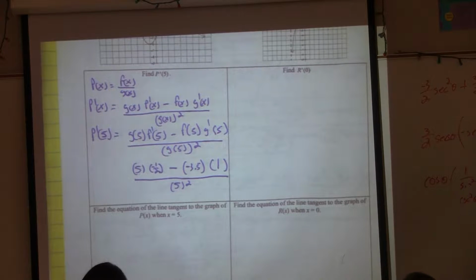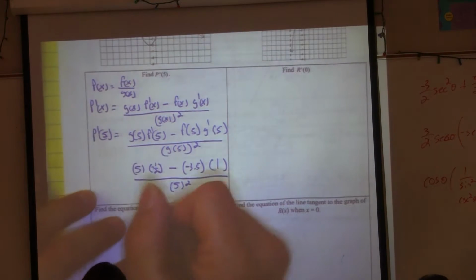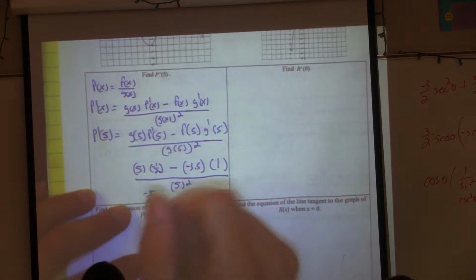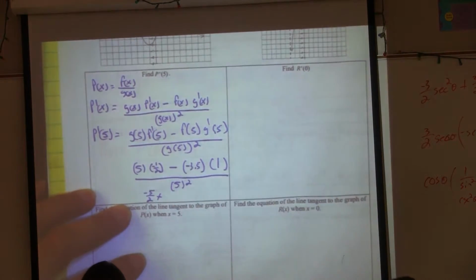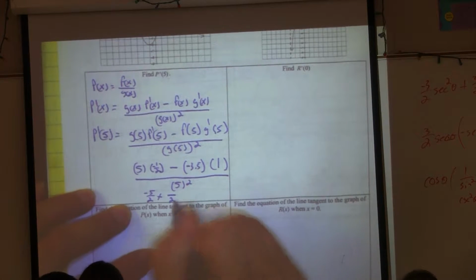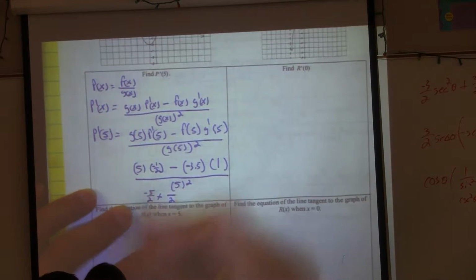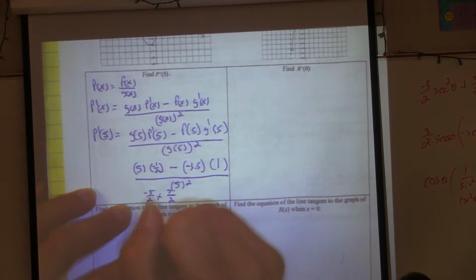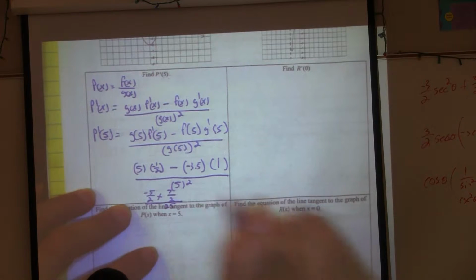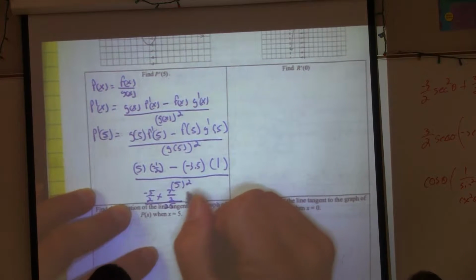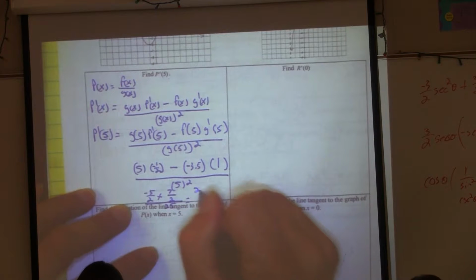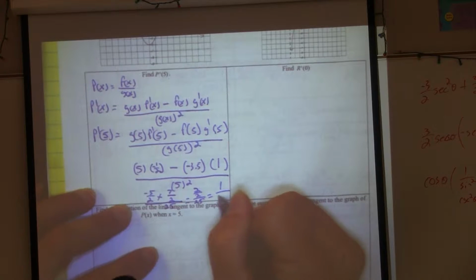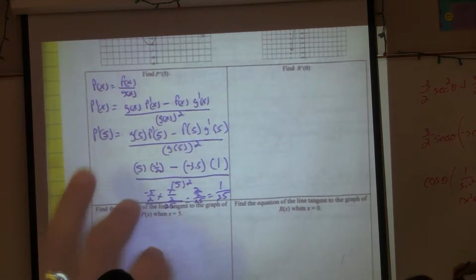Alright, so the rest is just simplifying. So negative half times 5, that's negative 5 over 2, right? Plus 3.5. How could I rewrite that as something over 2, just to make my life easier? 7? Okay. And it's all of that divided by 25. So that gives me negative 5 plus 7, which is 2 over 2, over 25, which is really 1 over 25.